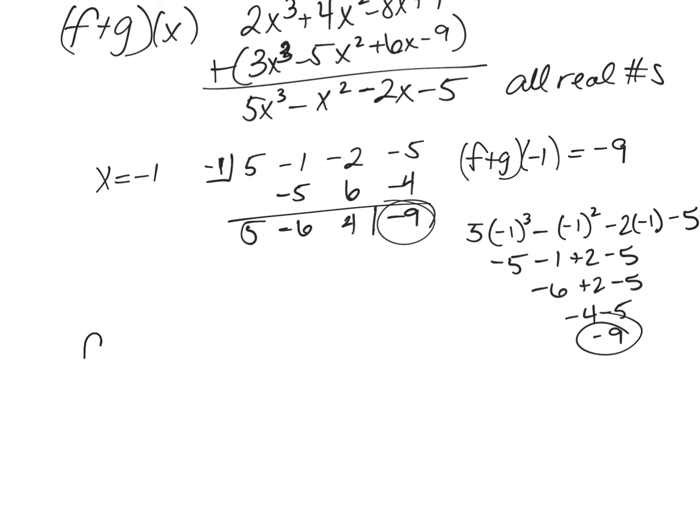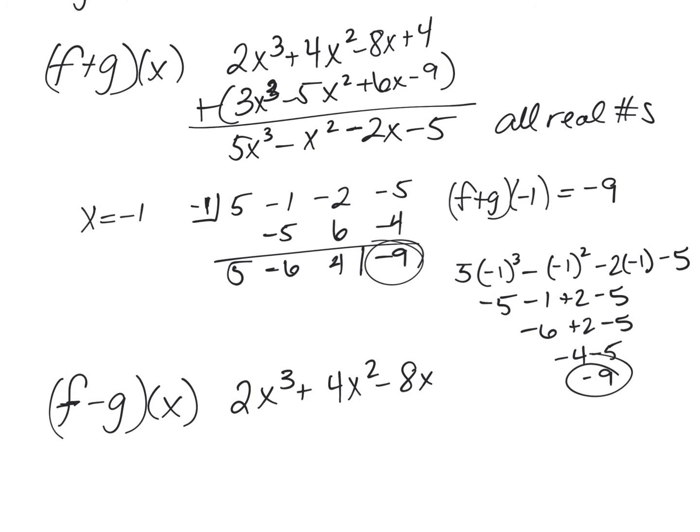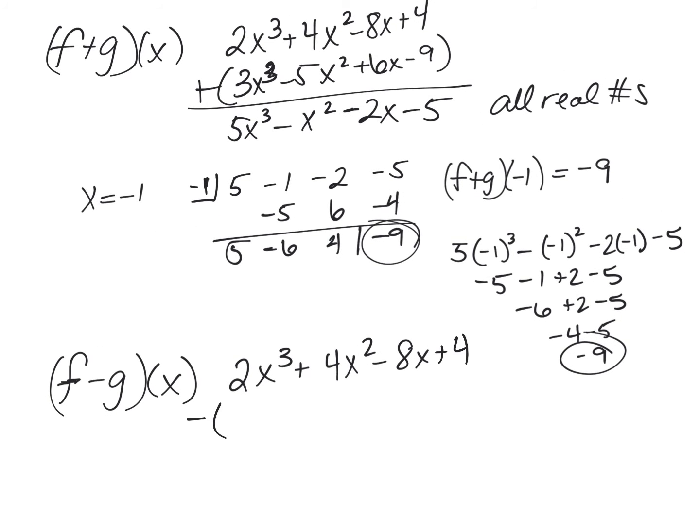Now if it asked for (f minus g)(x), we're subtracting. Whatever is first is what we're subtracting from. If it said g minus f, I would put g first. So 2x cubed plus 4x squared minus 8x plus 4, minus the whole thing, 3x cubed minus 5x squared plus 6x minus 9. When it's subtraction, we change it to plus the opposite. So I like to go in and change all the signs. Remember, I'm subtracting, so minus that positive, minus the negative becomes plus.